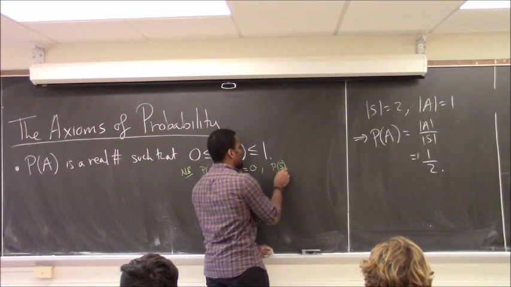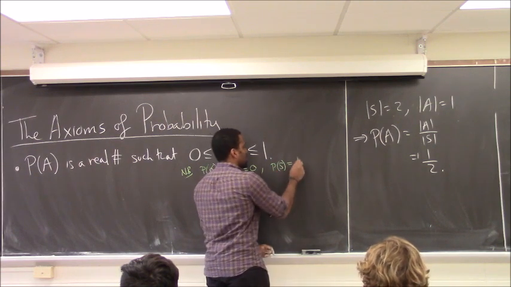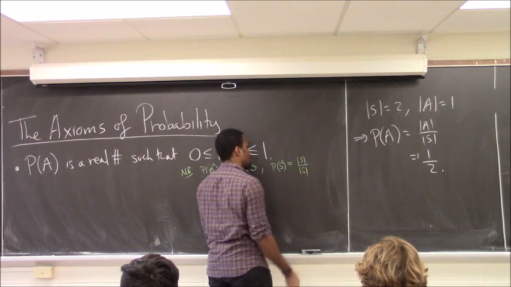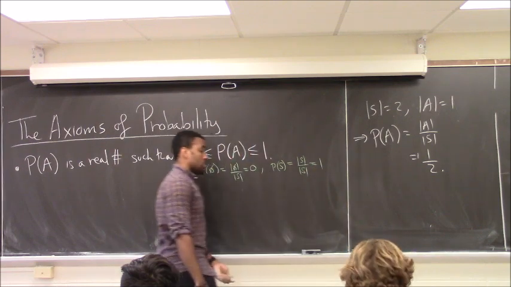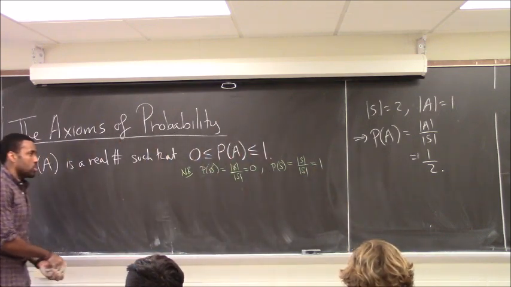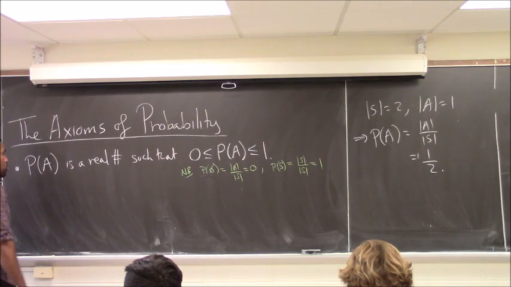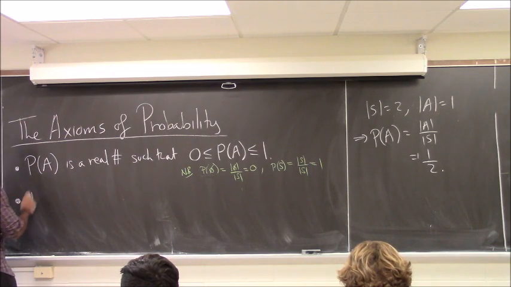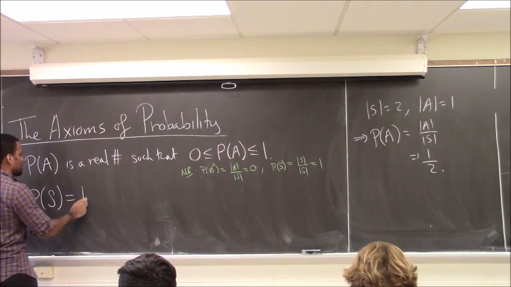Versus, if you want the probability of the entire space, well, that's just going to be, by our definition, the size of the set over the size of the set, which is going to be 1. So the probability that something in the sample space is going to happen is 1. In fact, that is the second axiom. The probability of the entire sample space is assumed to be 1.